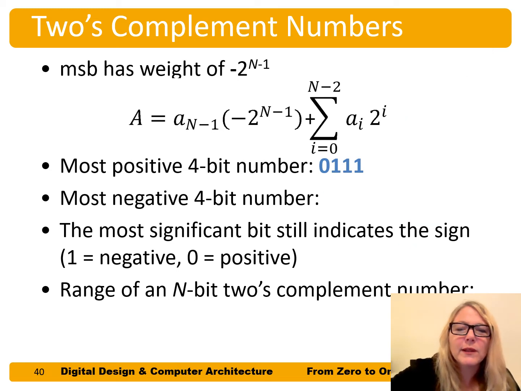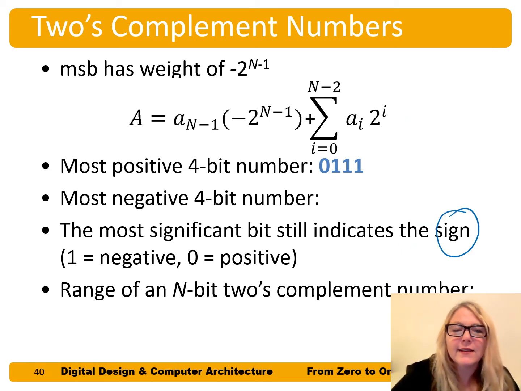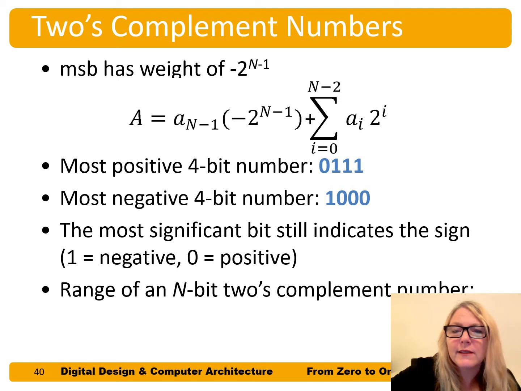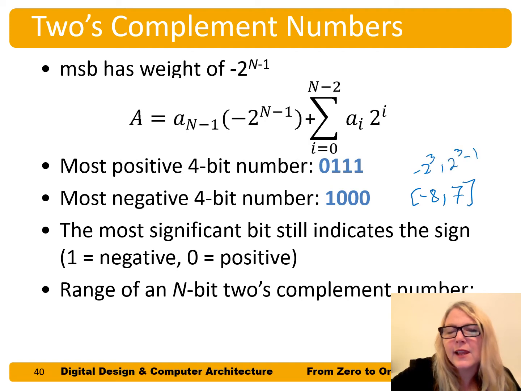So that most significant bit still indicates the sign. So what's the range of an n-bit 2's complement number? Well, we found that the range of a 4-bit 2's complement number is -8, the most negative number we could represent, and +7, the most positive. And so we can see that this is -2 to the 3, and this is 2 to the 3, or 8, minus 1. And so for 4-bit numbers, that's the range.